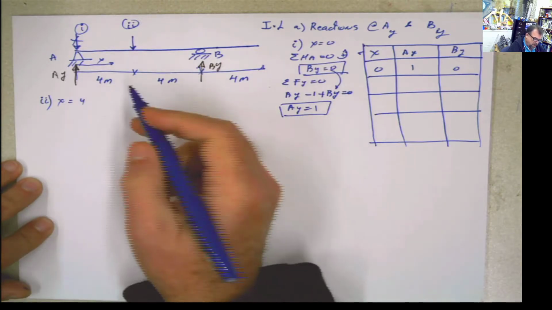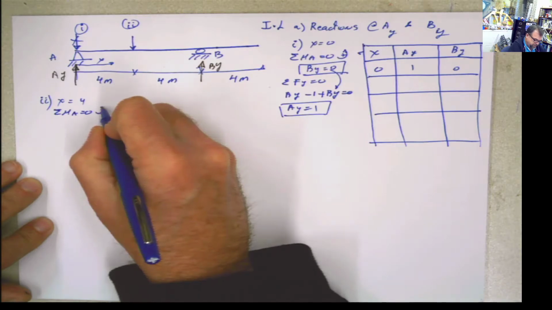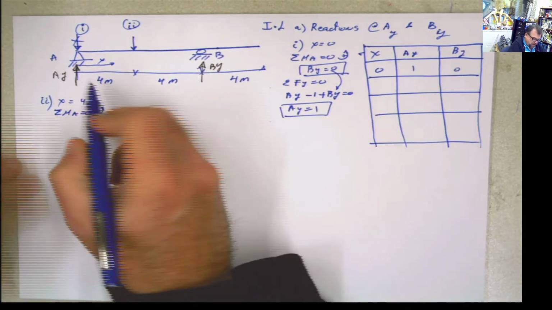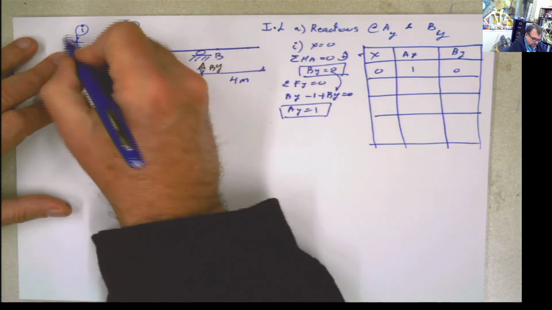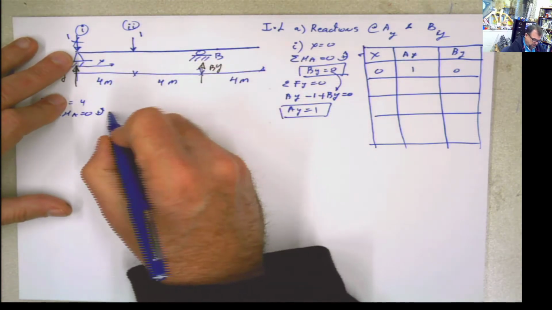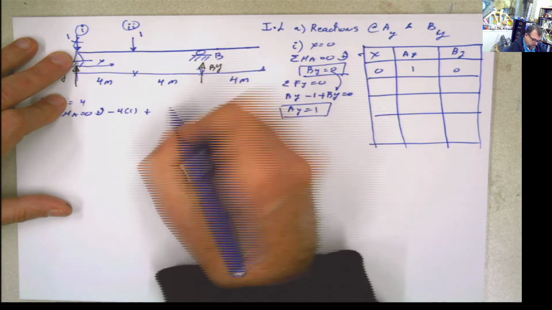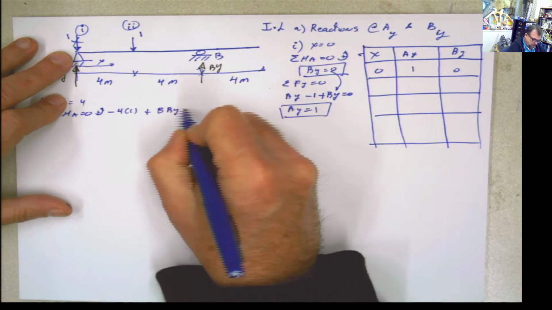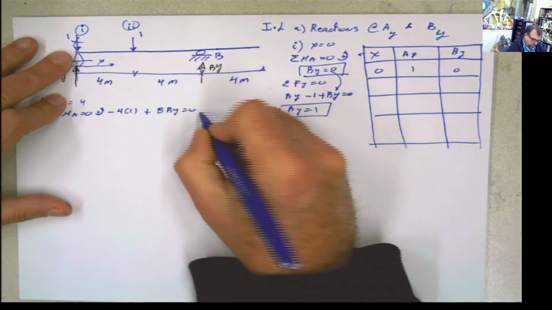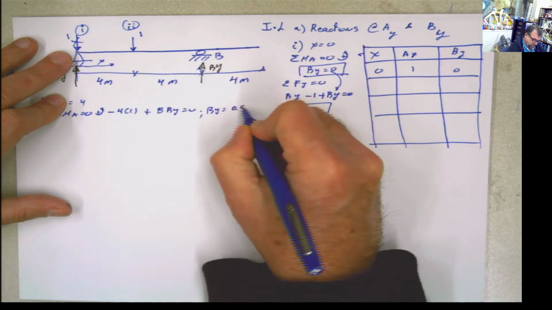When x equals 4, I do the same thing. Summation of moments at A equals 0. If I do that, then you have 1. Remember that the value of that load is 1. So 1 times 4, negative 4 times 1, plus 8 times By equals 0. And then you can solve for By, and By for this will be 0.5.